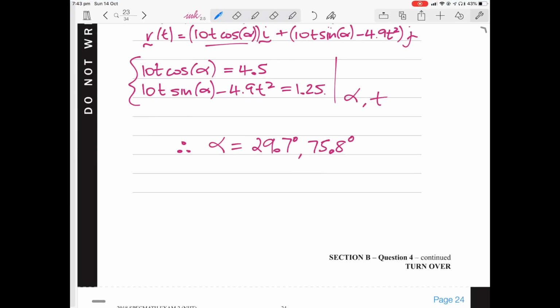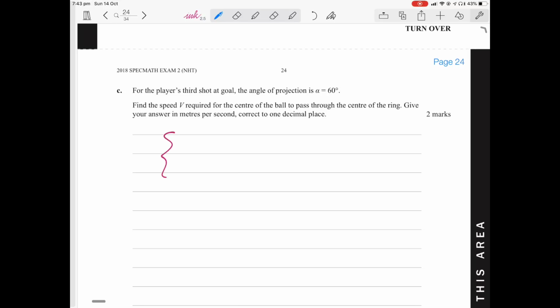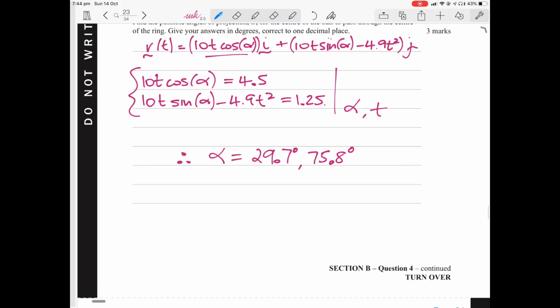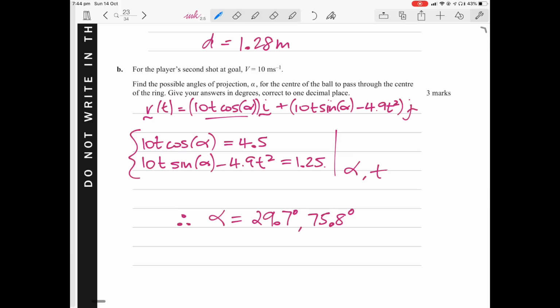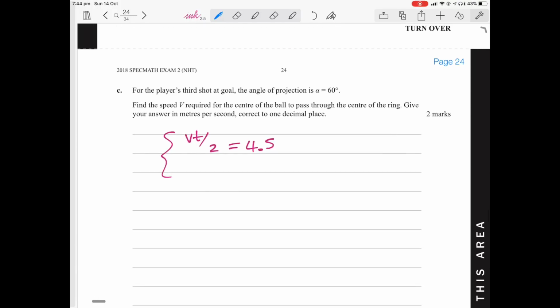This is annoying. So VT cos of 60 is 1/2. VT on 2 is equal to 4.5. And then sine is root 3 on 2. So VT root 3 on 2 minus 4.9 t squared is equal to 1.25. Solve for VT.